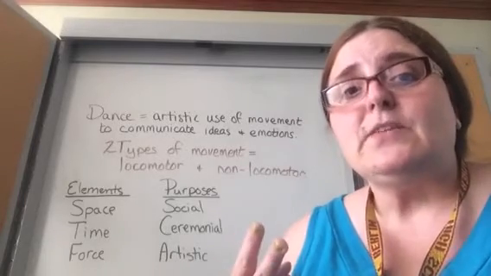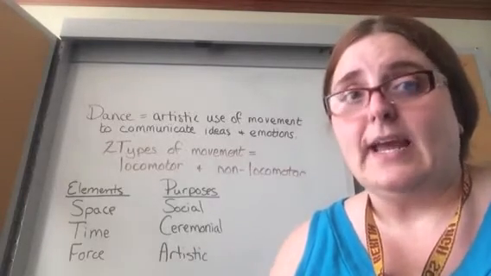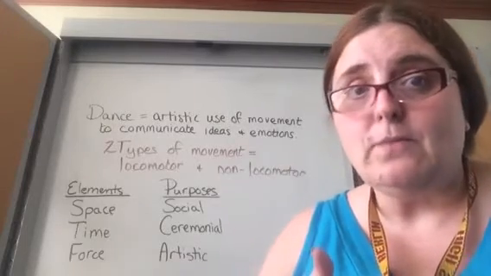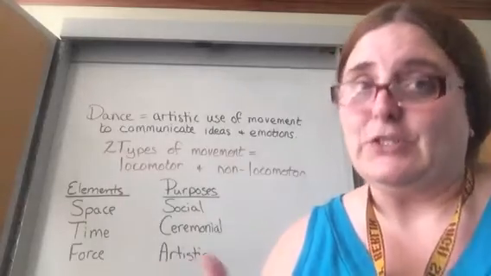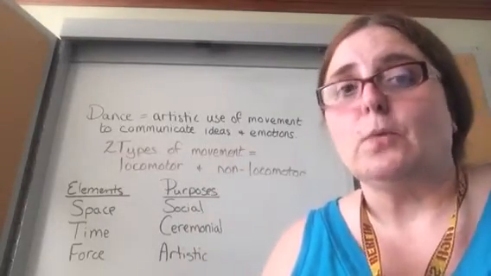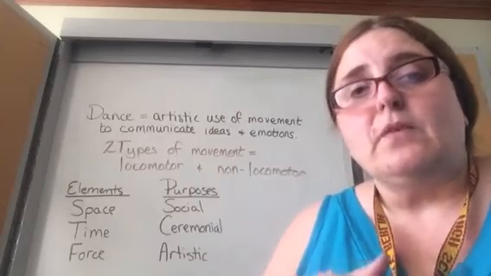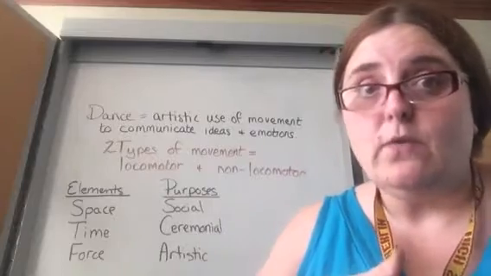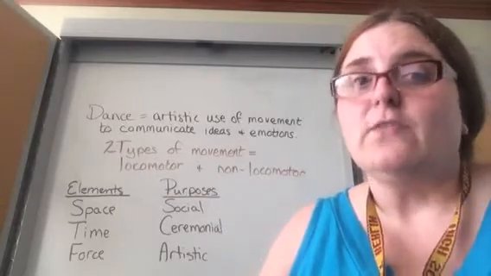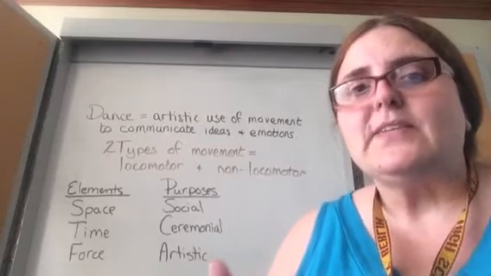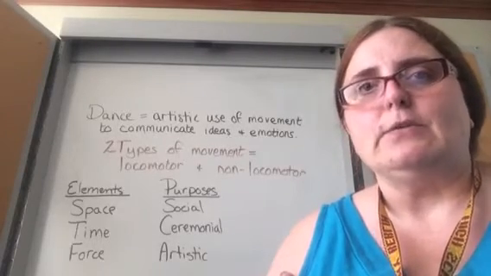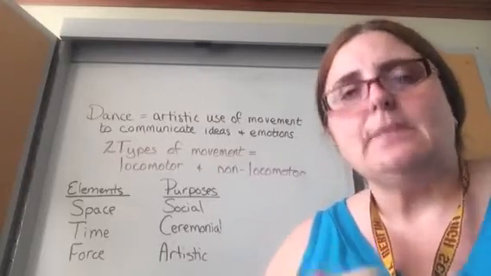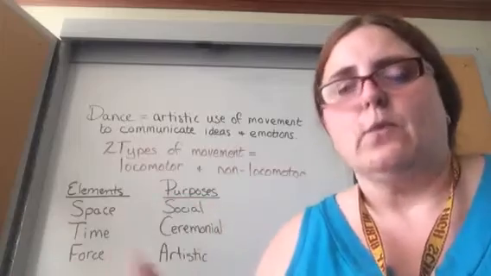Now, there are two types of movement that we use every day and that are incorporated into dance. Those two types of movement are locomotor movement and non-locomotor movement. I need you to know what these mean because we'll be using these terms. Locomotor movement is movement that carries the dancer from one location to another, like a locomotive or a train carries cargo from one city to another. Some types of locomotor movement that dancers might use would be walking steps, running steps, skipping, sliding, or leaping from one place to another.